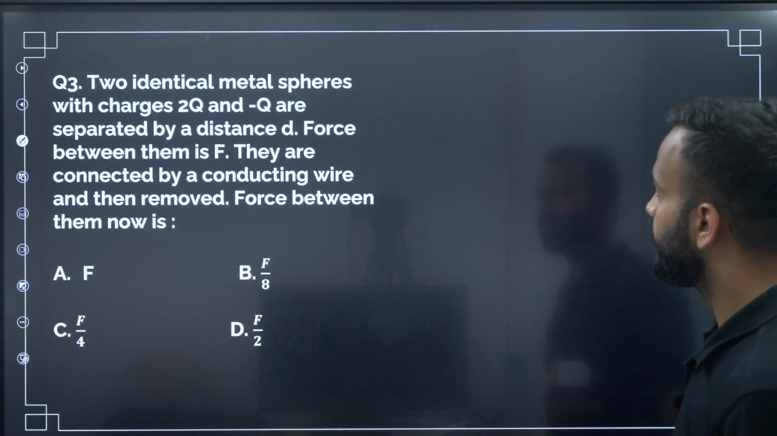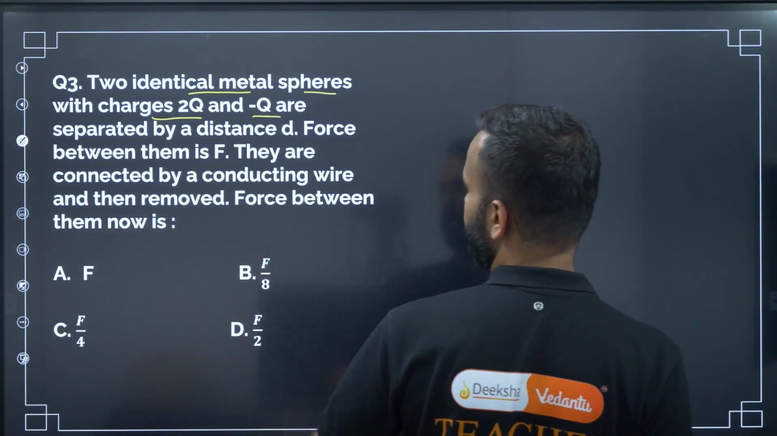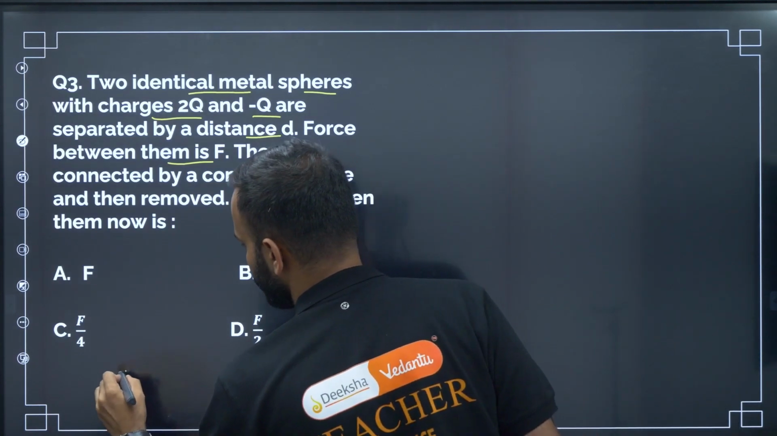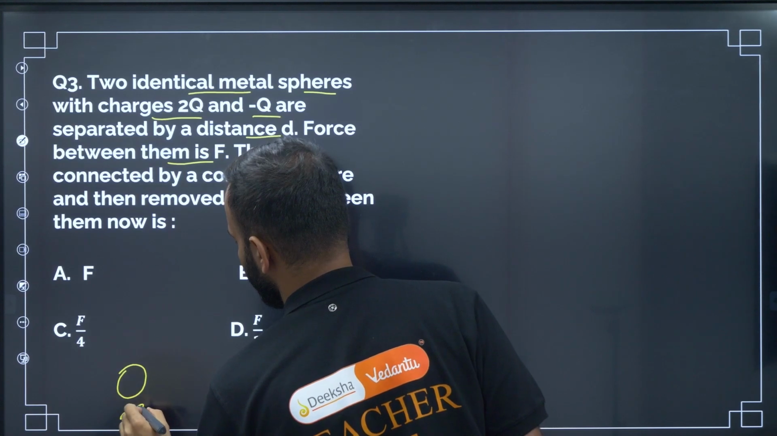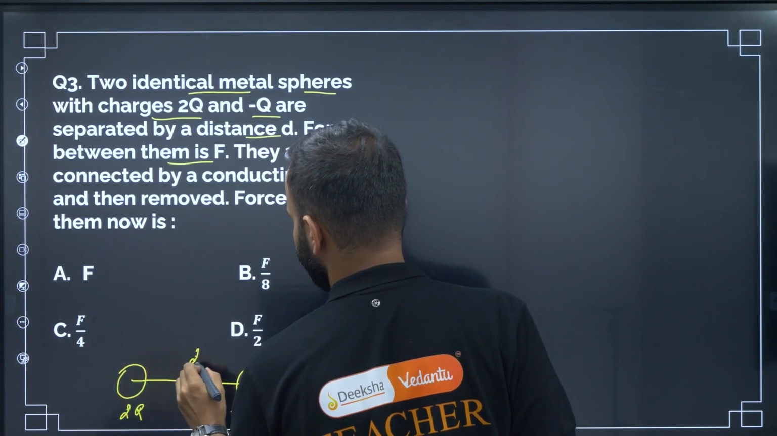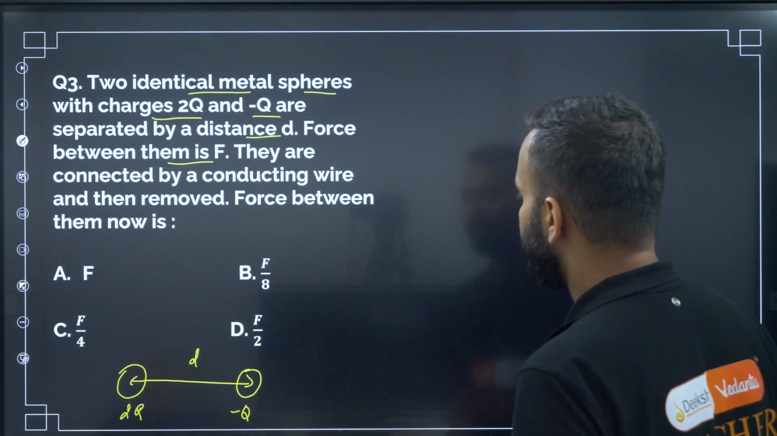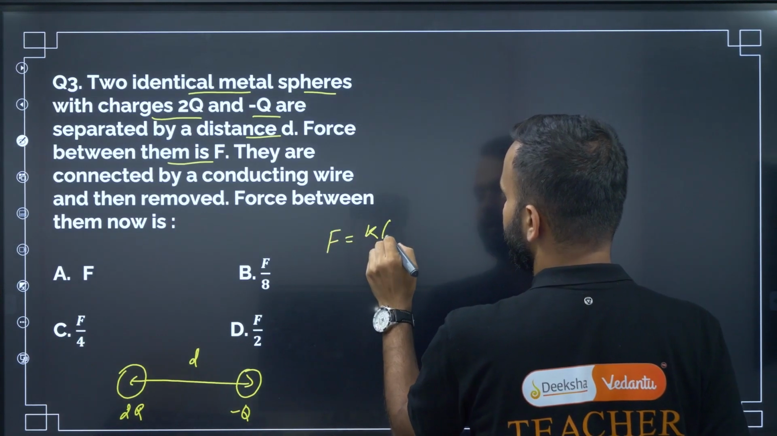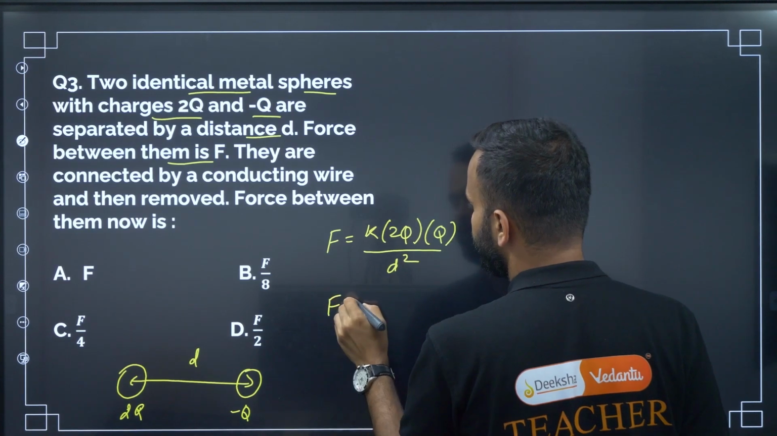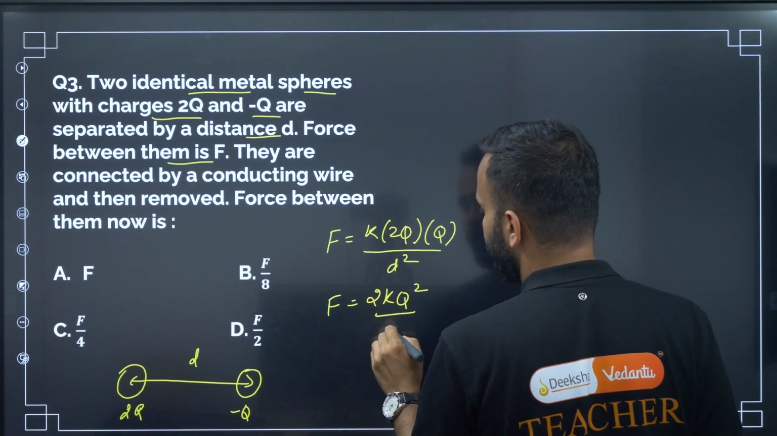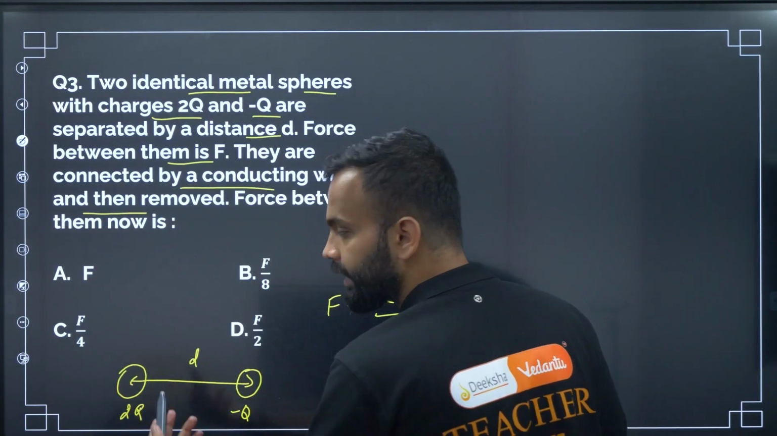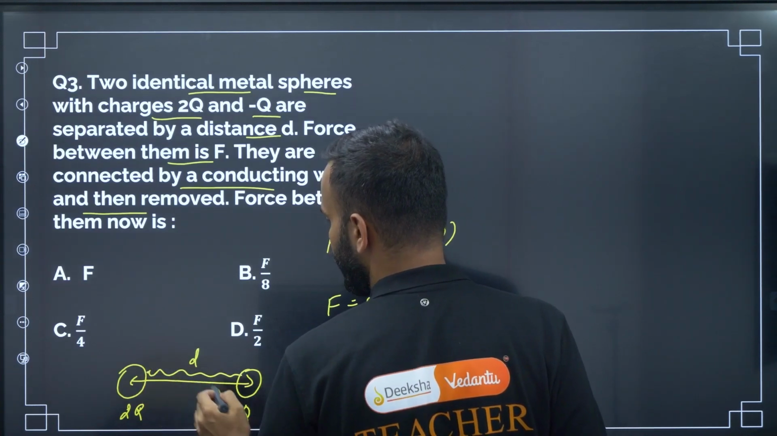Next question. Question number 3. Two identical metal spheres with charges 2q and minus q are separated by distance d. Force between them is F. That is F equal to K into 2q into q, the magnitude of the force, divided by d square. That is F equal to 2k q square divided by d square. They are connected by a conducting wire and then removed.